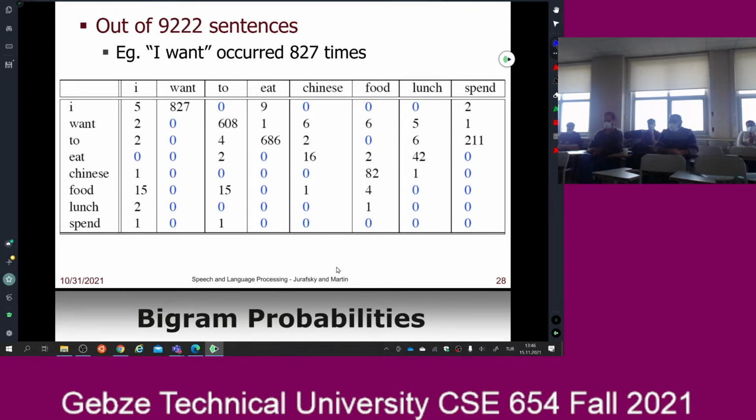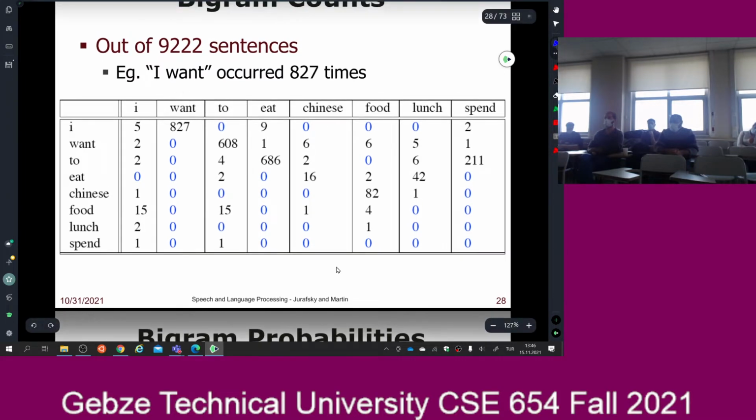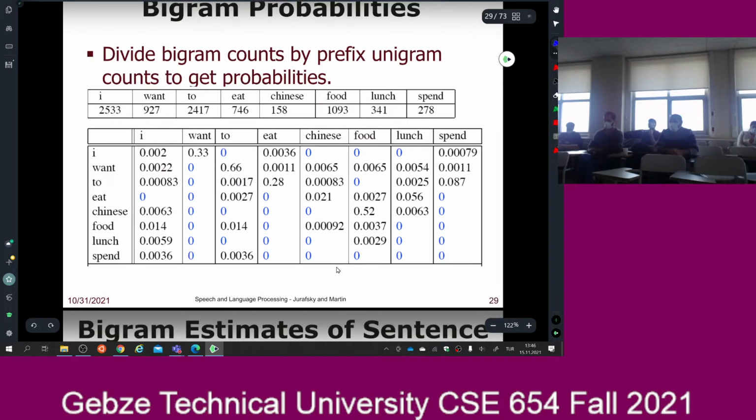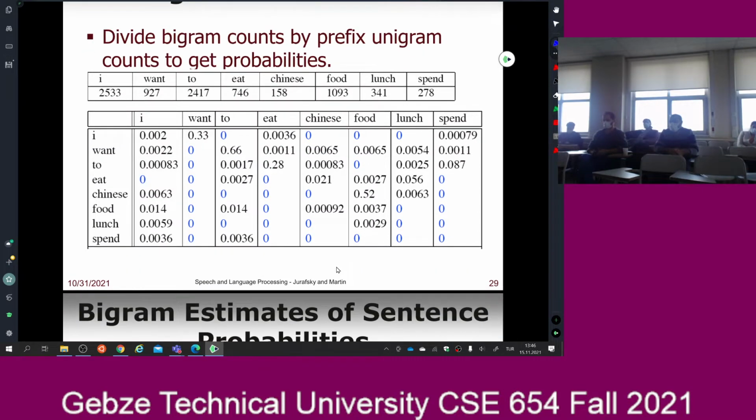Then we looked at this small restaurant data set. You remember this one? It says, how many times did you see I want together? I've seen it more than 800 times. How many times did you see Chinese food together? It is 82 times. So this is the bigram table, and there is a unigram table. Unigram table is here. I have seen the word Chinese 158 times. I have seen the word food this many times, and so on. I have never seen the word tail.